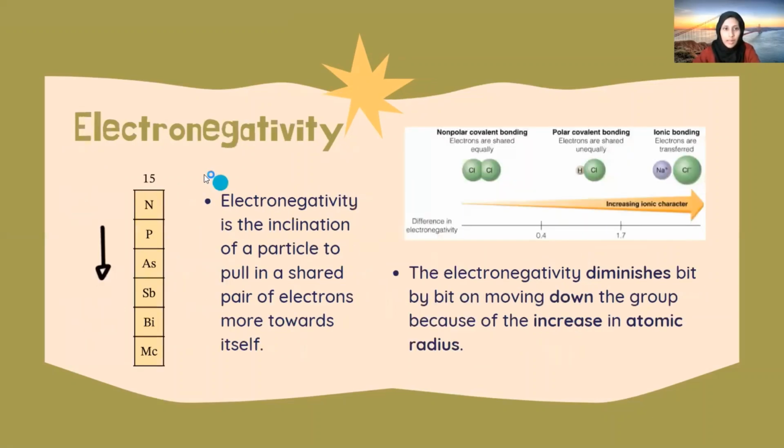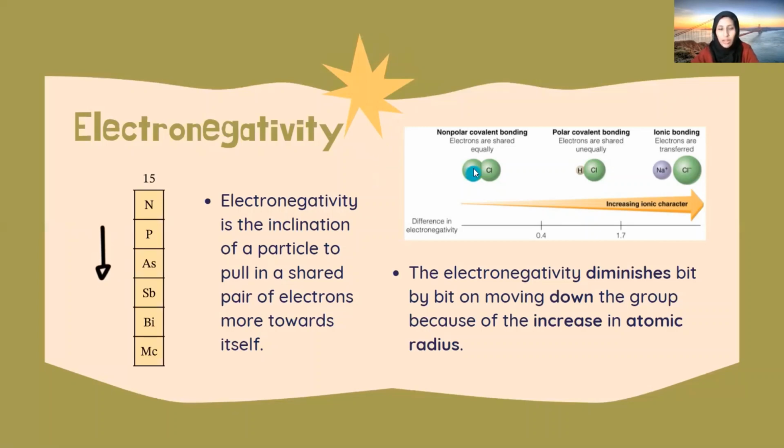Then we also have electronegativity. Electronegativity is the tendency of an atom to pull a shared pair of electrons more towards itself. Electronegativity decreases gradually on moving down the group because of the increase in atomic radius. Here I want to share that electronegativity can also determine which type of bond the elements form.